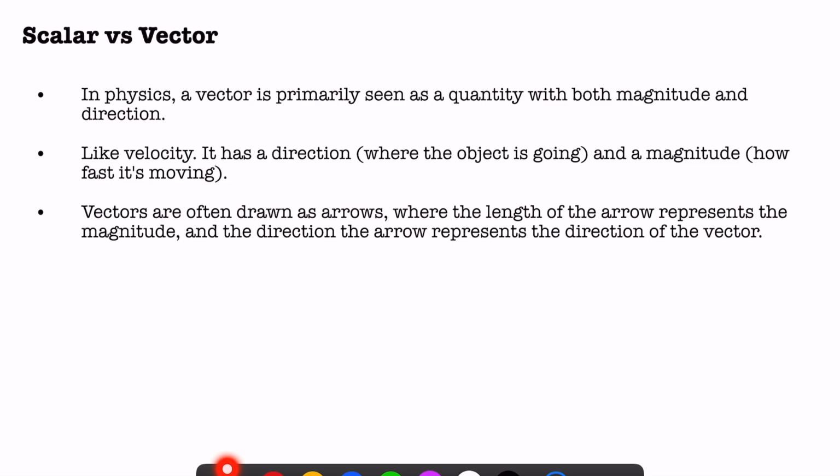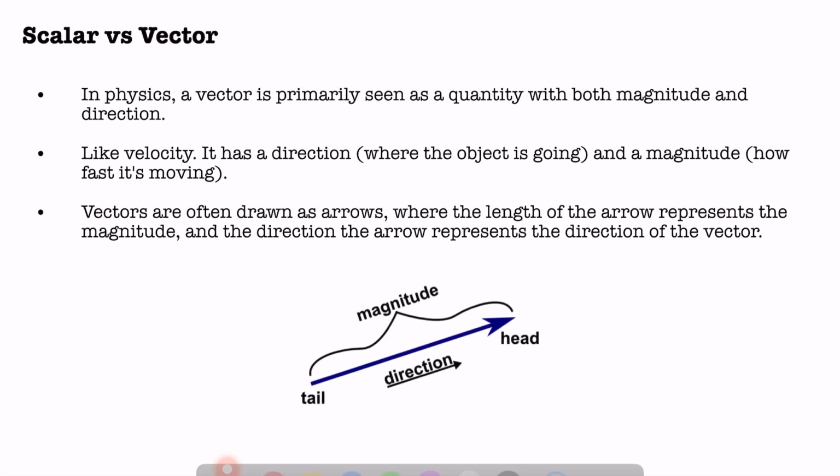Now in physics, a vector is primarily seen as a quantity with both magnitude and direction. Like velocity, it has a direction, in which direction the object is moving, and a magnitude, how fast it is moving. So vectors are often drawn as arrows, where the length of the arrow represents the magnitude and the direction of the arrow represents the direction of the vector. And a vector has one tail and one head. Head is pointing towards the direction.